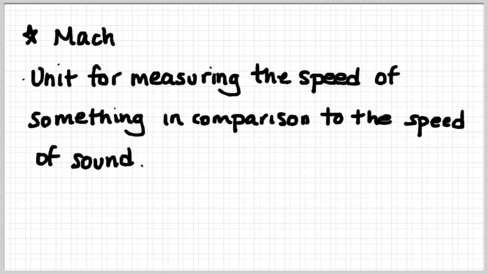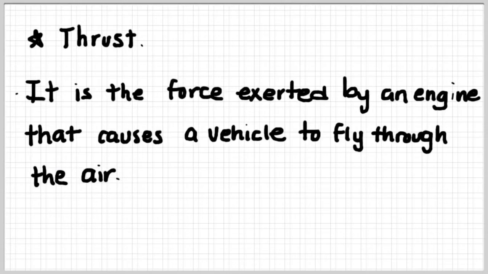Next word in the list is Mach, and this is a measuring unit for the speed of something in comparison to the speed of sound. Right? So sound plays an important role here. Alright, so we had a little interruption there, so let's go back to where we were at. So just recapping real quick, Mach is a unit of measuring the speed of something in comparison to the speed of sound.